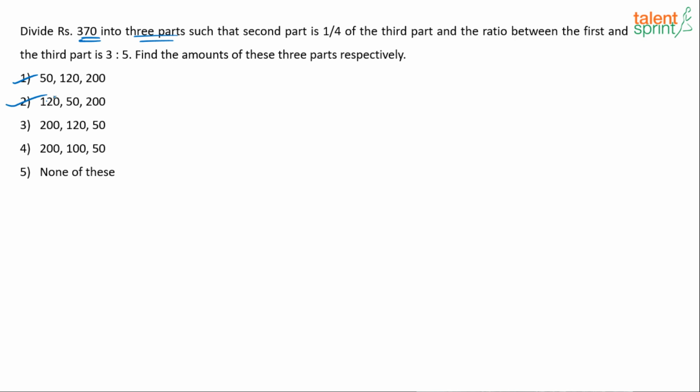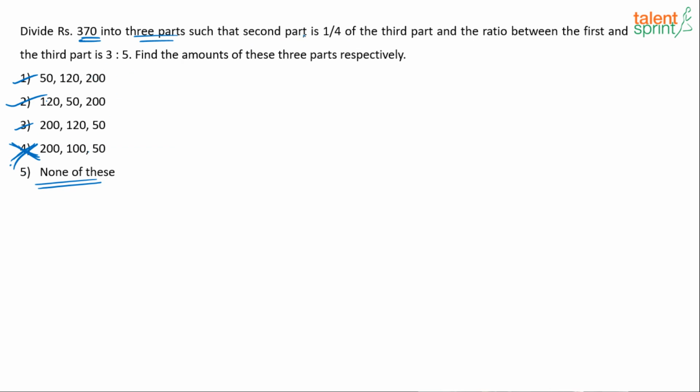120, 50, 200, this also is 370. 150, 120, 200, this also is 370. This is 350, so option 4 is eliminated. So with regards to sum 370, I could eliminate only one option, option 4. Option 5, none of this, is also there, which can always be correct, but we will verify the other conditions.